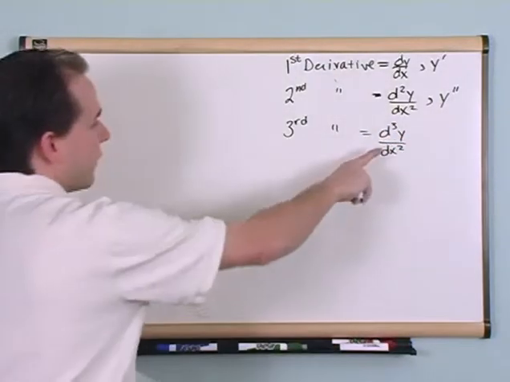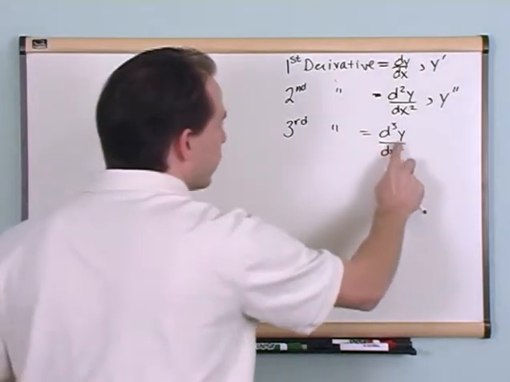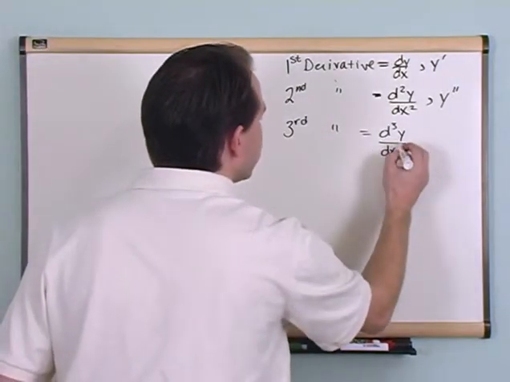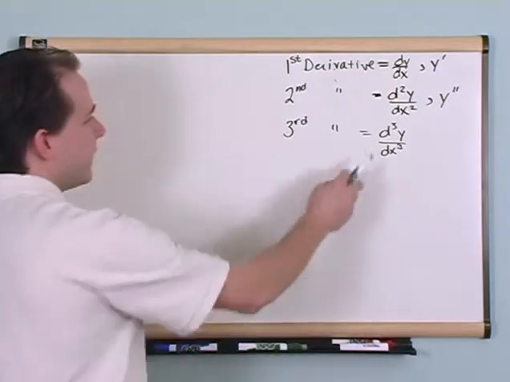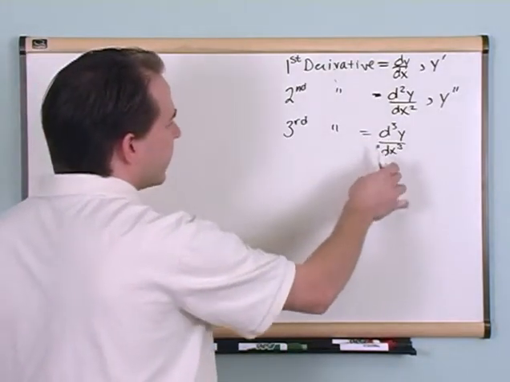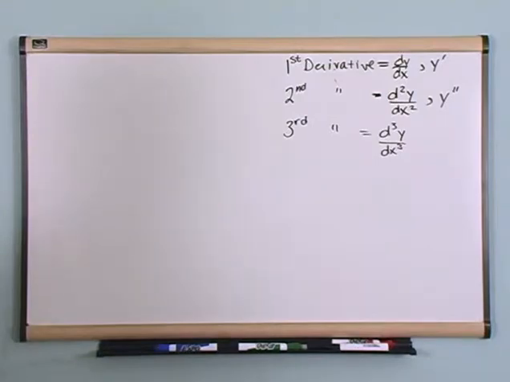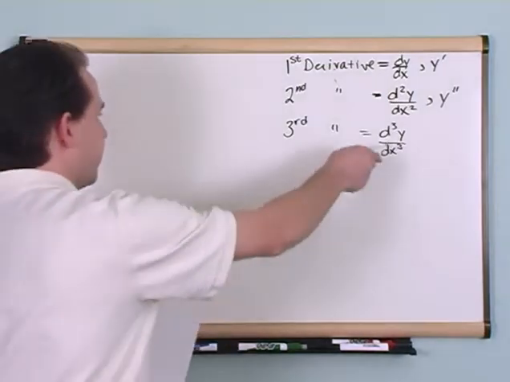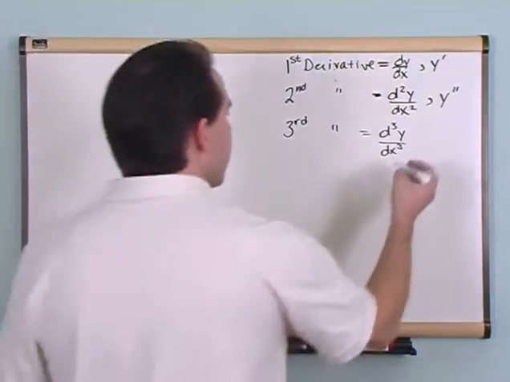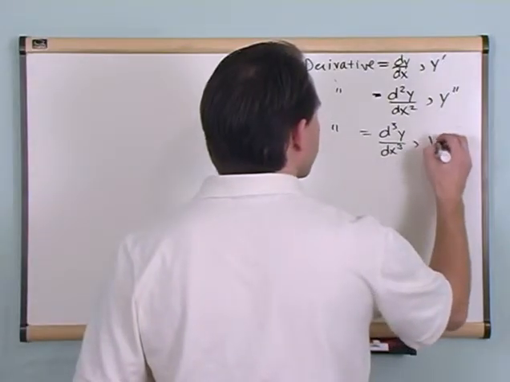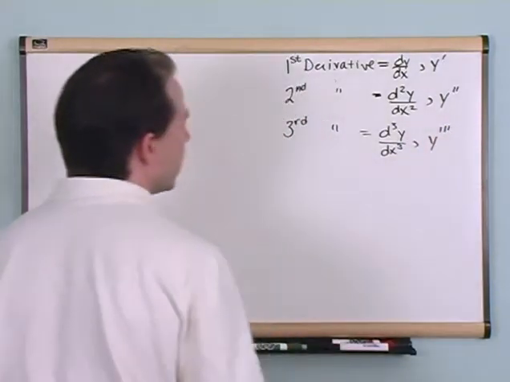And again, these aren't cubes and squares. So this should be a 3 there. This doesn't mean dx to the third power. This is just a reminder to the person that's writing the problem that this is a third derivative. So this is not an exponent. Okay, and you can write that as y with three little marks.